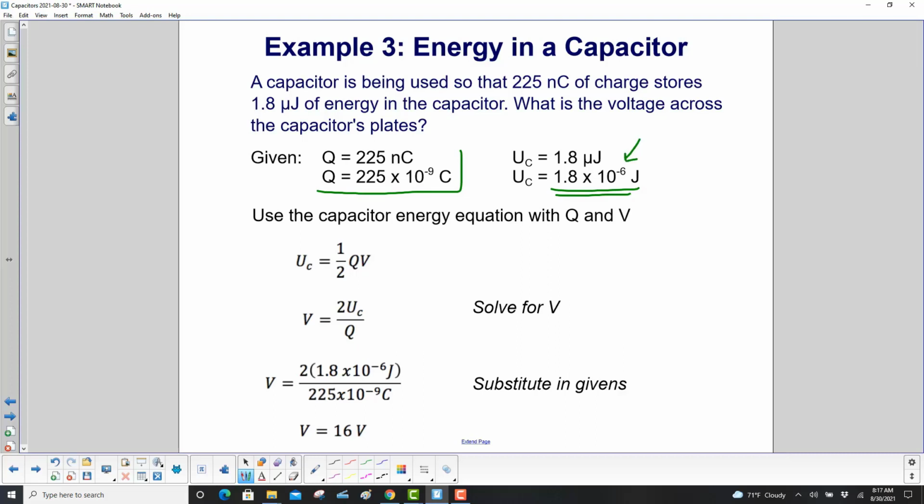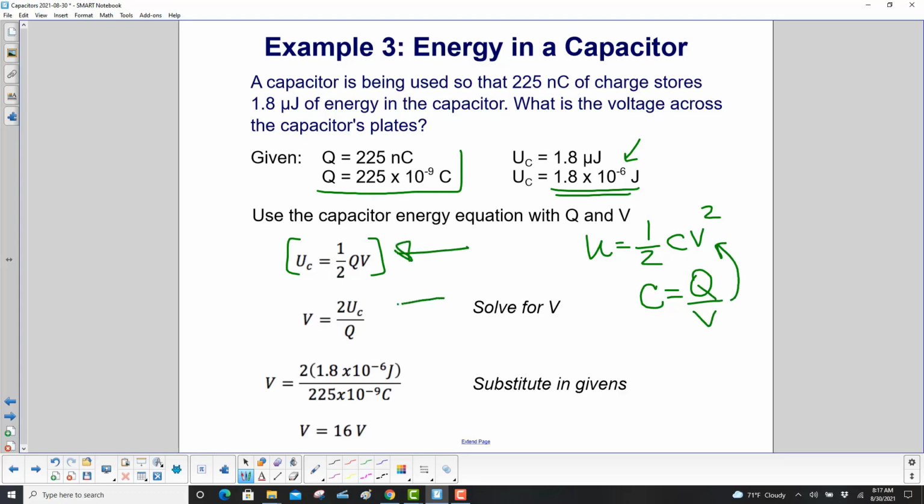So we use the capacitor energy equation with Q and V, which is 1/2 QV. I typically just remember 1/2 CV squared. Why? Because that sounds like 1/2 MV squared. It's just a way to remember it. And then if you're not given C and V, just remember that C is Q over V. So you can use this equation with that one to come up with this one over here. So we need to solve for V, and we multiply both sides by 2 and divide by Q. Substitute in our variables, and we get a voltage of 16 volts.